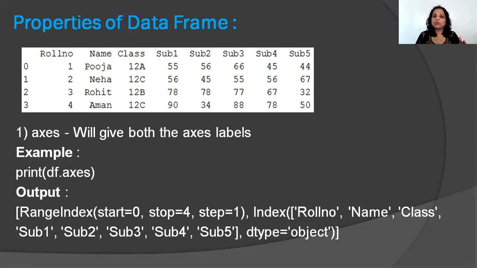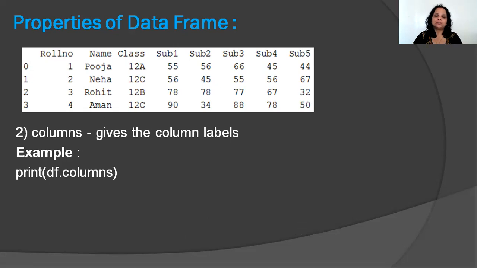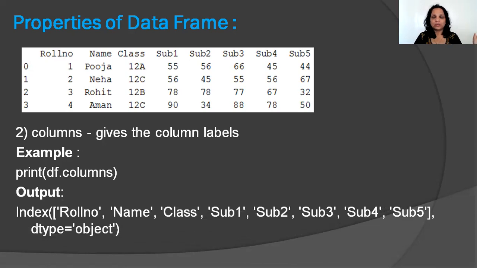Clear? So what is the output going to be? It's going to be a list. The first part of the list talks about the index labels or the row labels. The second part of the list talks about the column names and its data type. Let's go to the next property or attribute. It's called columns. This one will only specify the column labels. So axis specifies both index labels, which is row label, and column labels. This will only specify the column labels. This is exactly what we got in the previous slide. The only thing is, in the previous slide, we got both the labels.